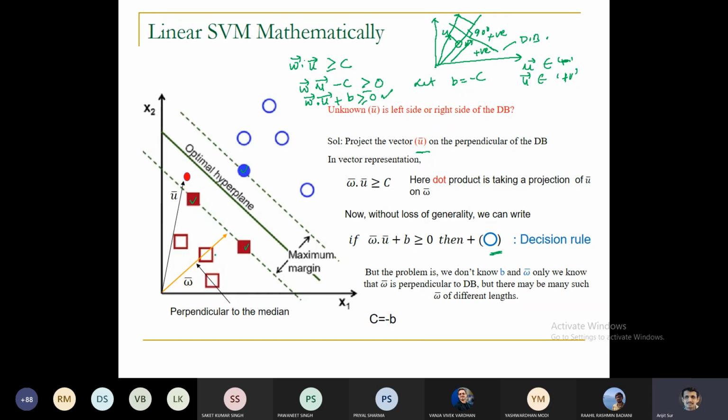But the problem is that we don't know the b and W. We don't know this W, and this C and b, which are basically the same thing. W is the slope of the decision boundary, which we don't know. We only know that W bar is perpendicular to the decision boundary, but there may be many such W bars of different lengths. So you understand that this is the way. Now, how to do that?